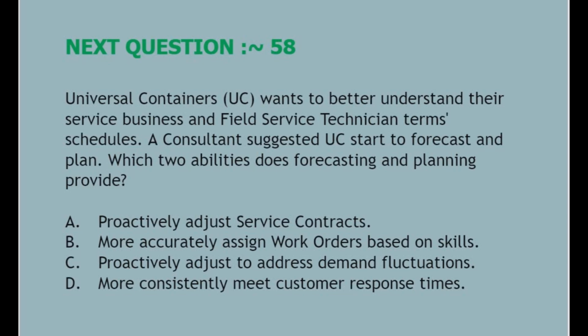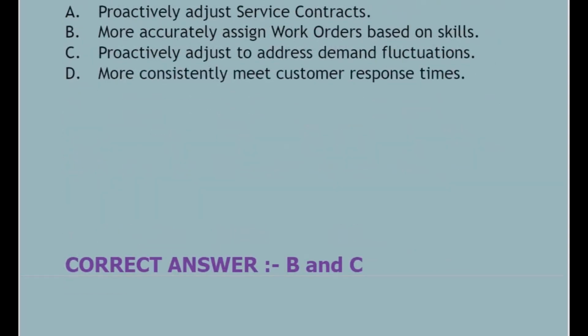Option A. Proactively adjust service contracts. Option B. More accurately assign work orders based on skills. Option C. Proactively adjust to address demand fluctuations. Option D. More consistently meet customer response times. Correct answer is option B and option C.